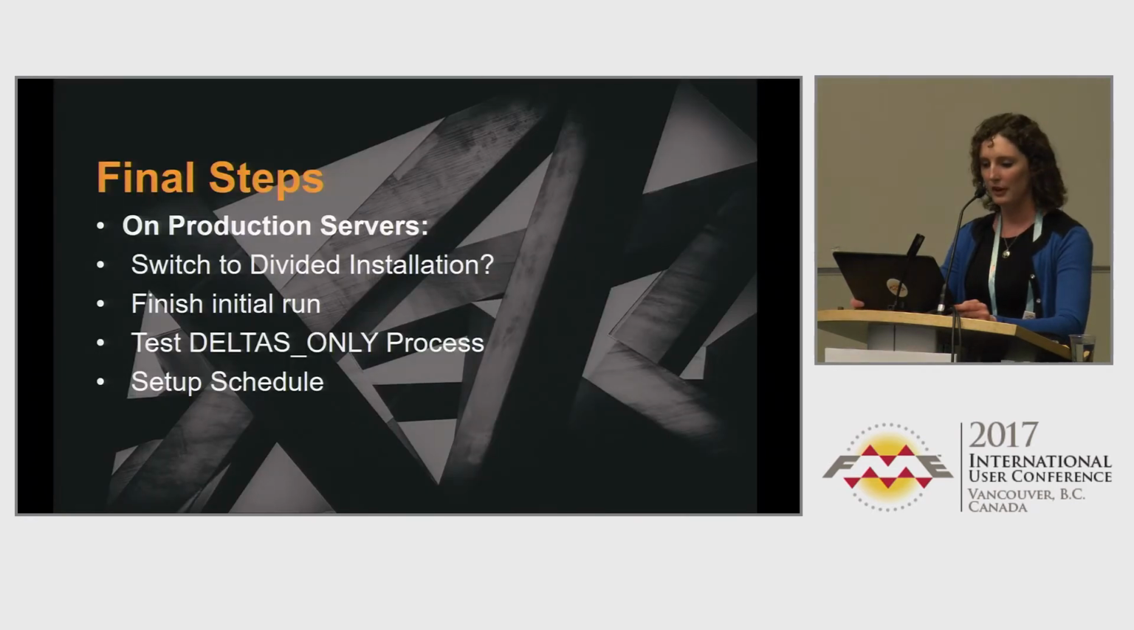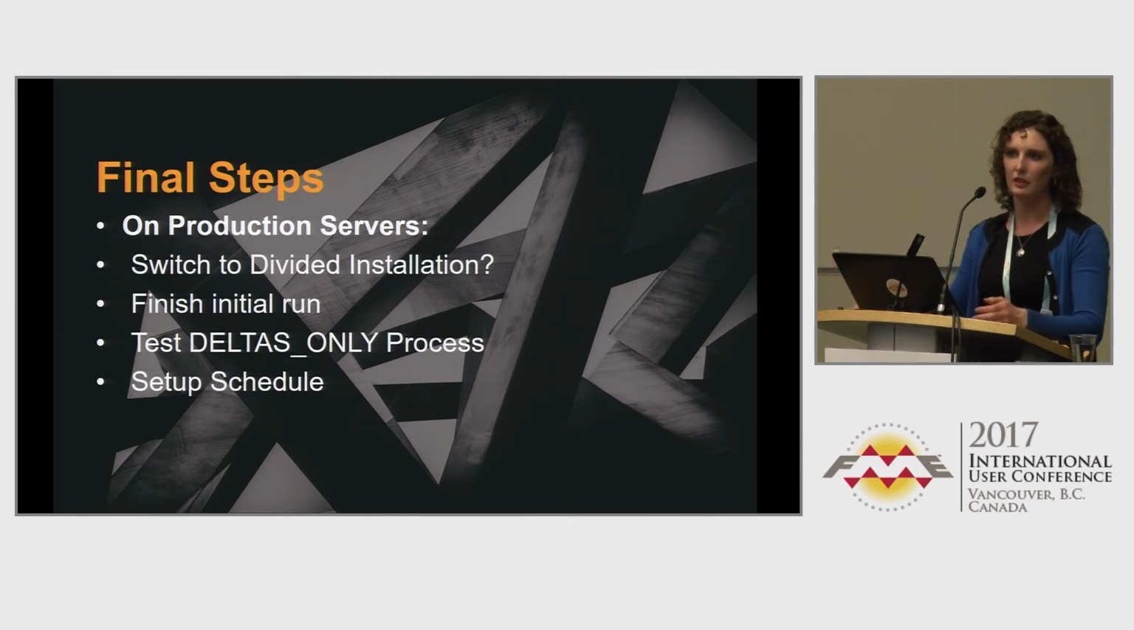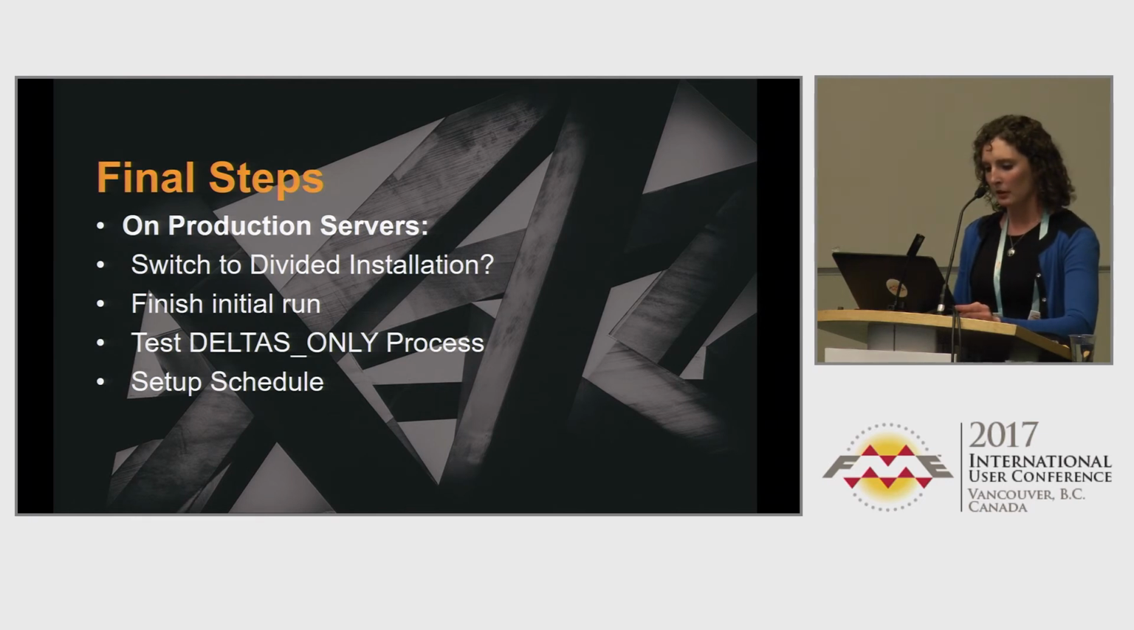All right, and then there are final steps. This is what we have left. So we're thinking about switching to a divided installation where we have FME server completely installed on server 1, 2, and 3 instead of doing a distributed environment. And then we know that each process will work independently of the other. And then we just have to finish the initial run, test out the deltas only process in the production server, and then set up a schedule on FME server.